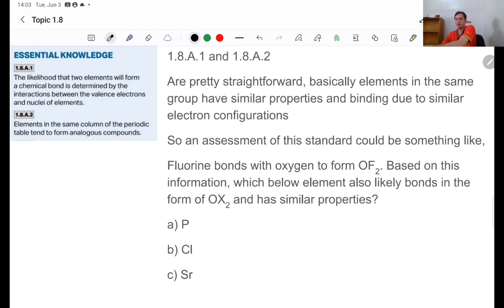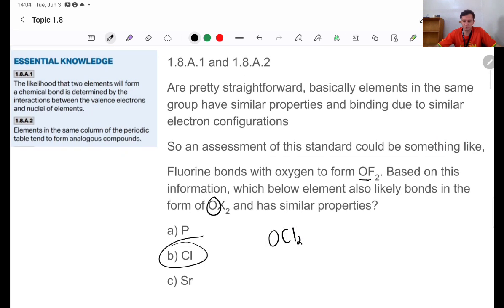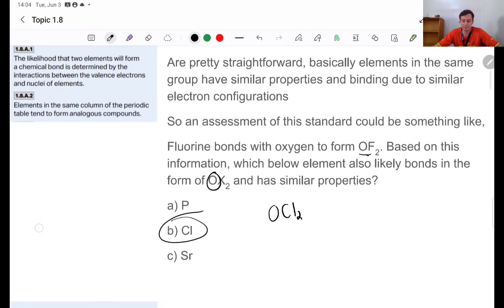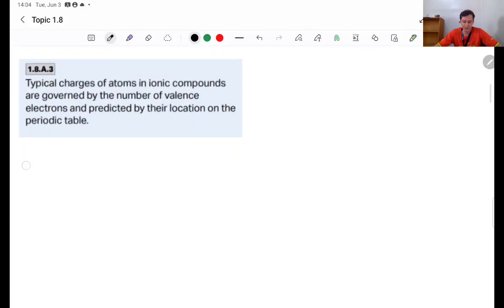Okay, so we would look at our periodic table, which we're always going to be referencing. We have oxygen, and this other compound is oxygen. What's going to be most similar to F and its properties? Well, something in the same group as F. What's in the same group as F? That's chlorine. So OCl2 is probably going to be the most similar in properties to OF2. That's it. It's understanding that things in the same group have similar properties. Okay, we could see something like that.